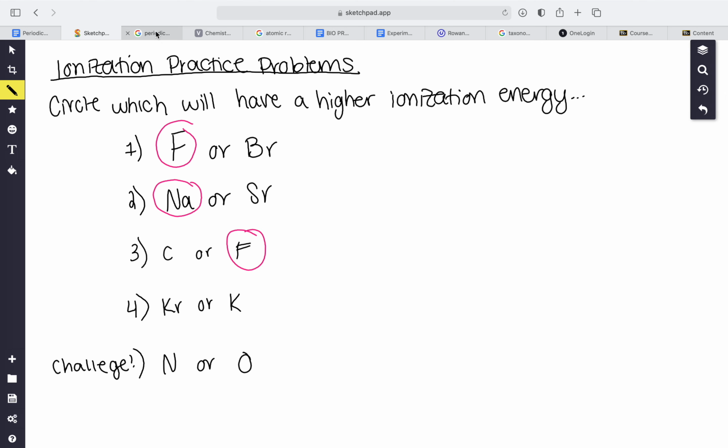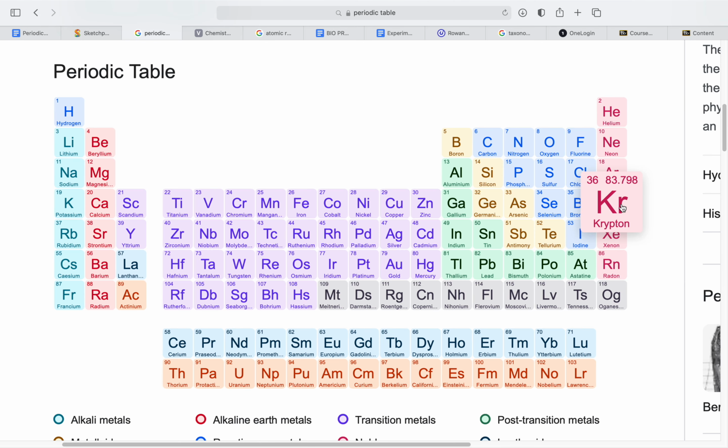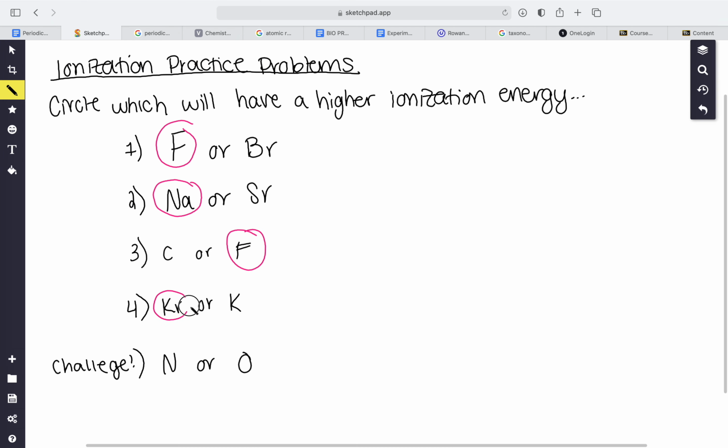And then we're going to do krypton and potassium. Krypton is a noble gas, so I'm going to assume that this one's going to have a decently high ionization energy. Let's see. Potassium is a lot bigger than krypton, so I'm going to say that potassium has the lower ionization energy because it's larger, due to the number of protons that both of them have. So krypton here is going to be our higher ionization energy.